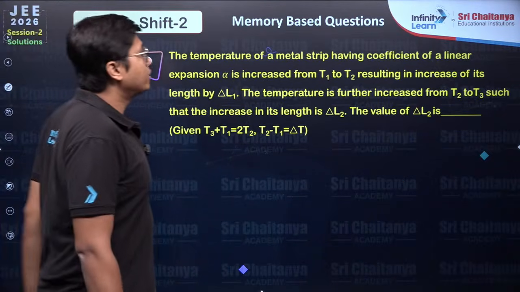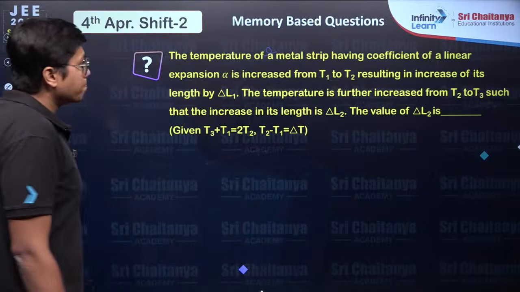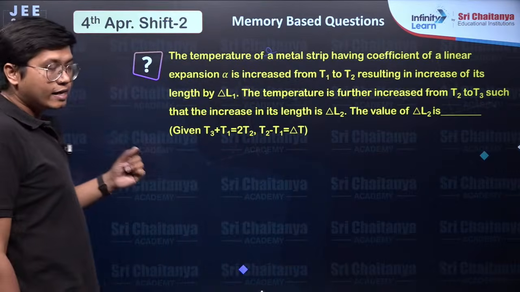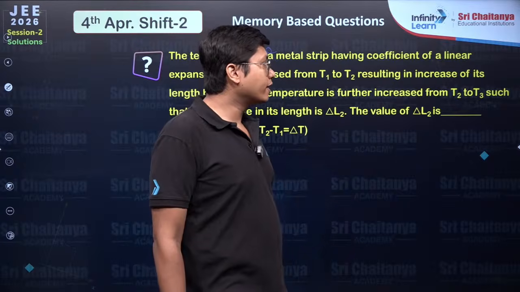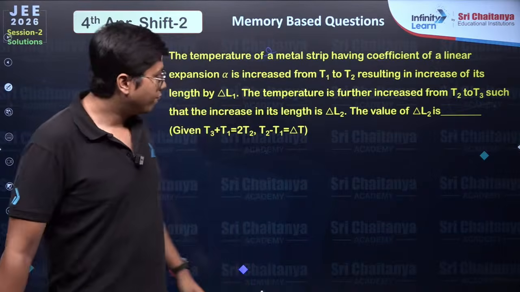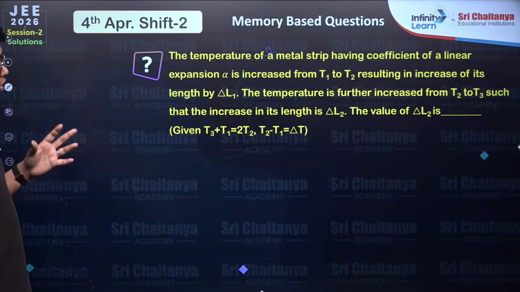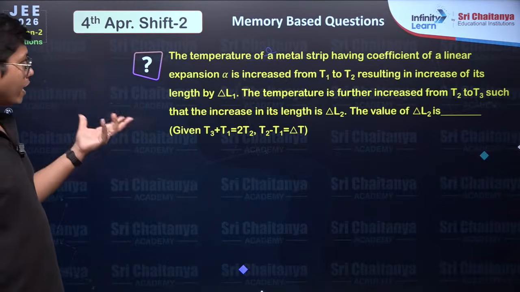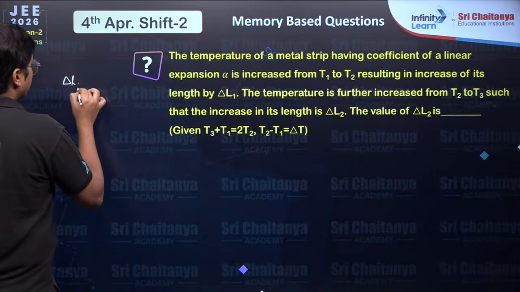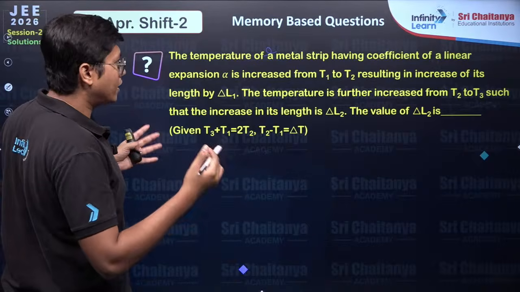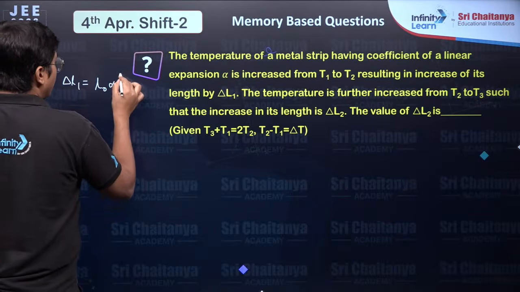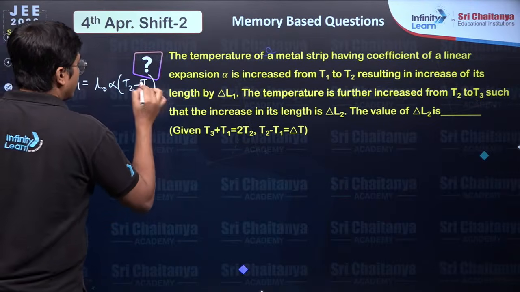It says the temperature of a metal strip having coefficient of linear expansion alpha is increased from T1 to T2, resulting in increase of its length by delta L1. The temperature is further increased from T2 to T3 such that the increase in the length is delta L2. The value of delta L2 is what? I think we'll need the options, but anyway, we'll go ahead and solve it. What is my delta L1? Let's say that the original length was L0, into alpha, T2 minus T1.